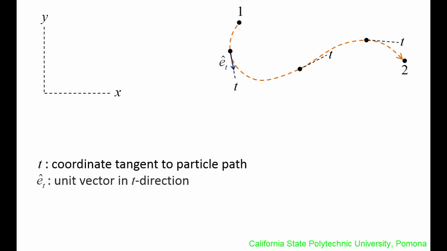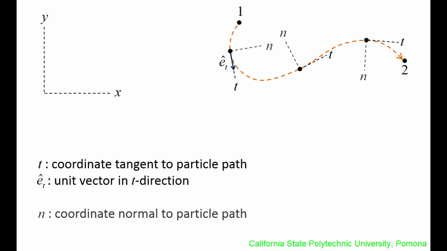We'll call the unit vector in the t direction e sub t hat. The n, or normal coordinate, is always perpendicular to the t-coordinate. We'll call the unit vector in the n direction e sub n hat. Notice that as the particle moves along a curved path, the orientation of the pathline coordinate system changes. That means the unit vectors for the t and n coordinates change as a function of time.